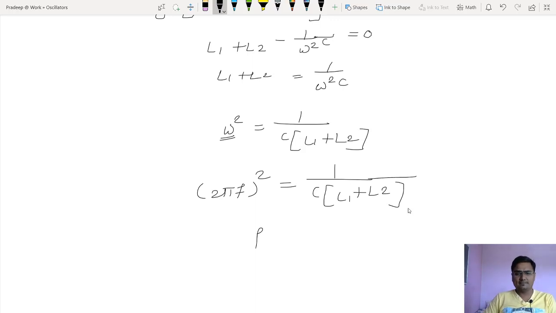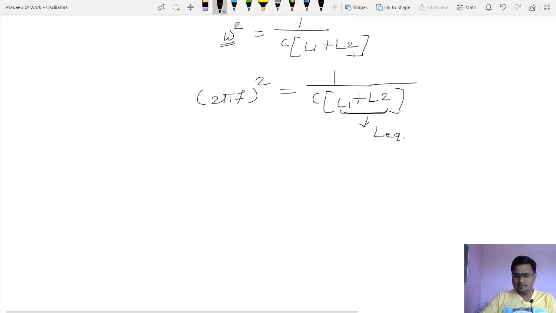Now what is f then? Now this is equal to... see, everywhere I am writing L1 plus L2, L1 plus L2. So why not keep this L1 plus L2 equal to L equivalent? Modify the equation again. Every time it becomes hectic to write L1 plus L2. So let me modify the equation.